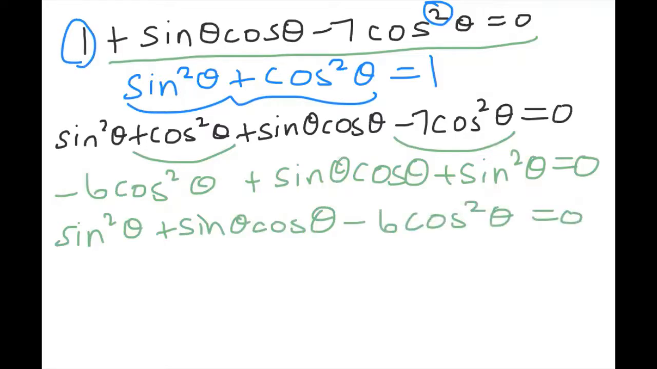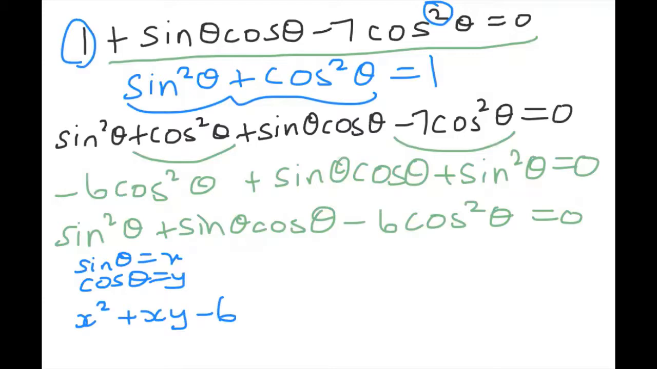So what I'm going to do now is what I said earlier. I'm going to say make sine theta equal to x and make cos theta equal to y. And if I do that, sine squared theta is going to be x squared, plus sine theta times cos theta is going to be xy, minus 6 cos squared theta, that's y squared. And as you can see now, it looks so simple. Let's hope we can simplify this. Let's see where we end up.